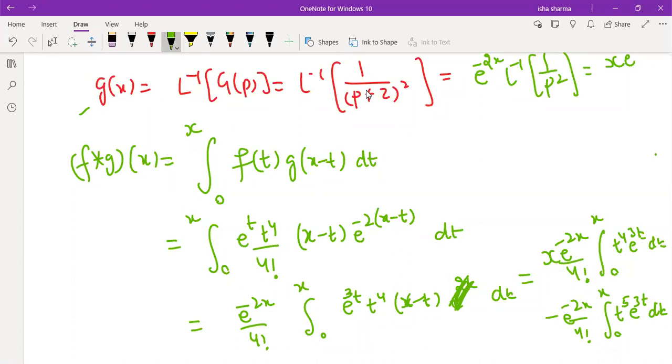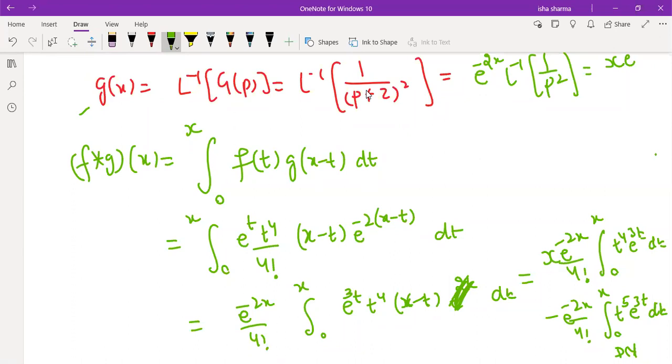So from this step onwards, you do it yourself. You can discuss the answer amongst yourself. Right now I do not have the final answer because I have not solved it completely, but you can try this. It's doable, it's lengthy, but it's doable, right? So integration by parts, you have to use multiple times to get the value of this integral.